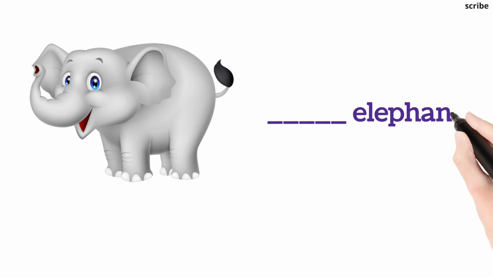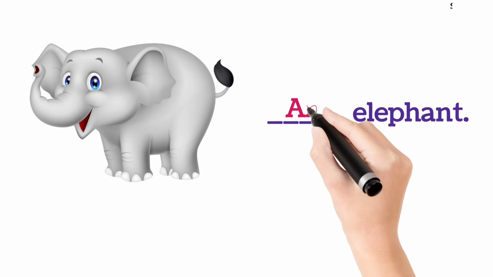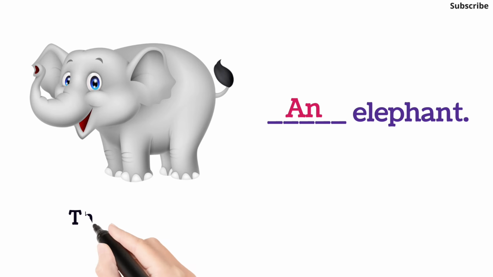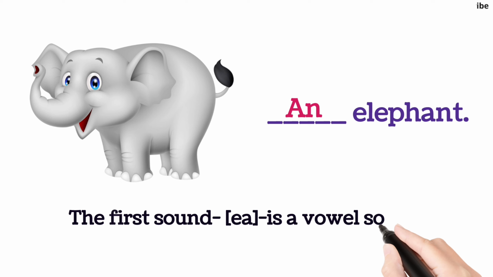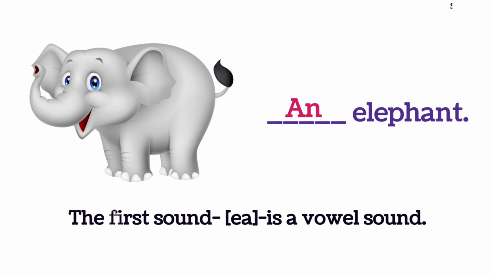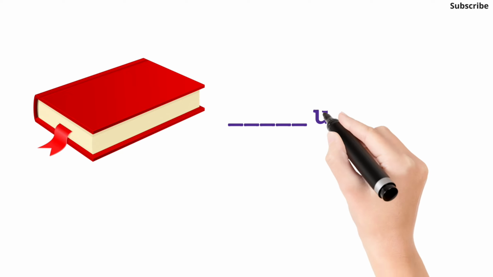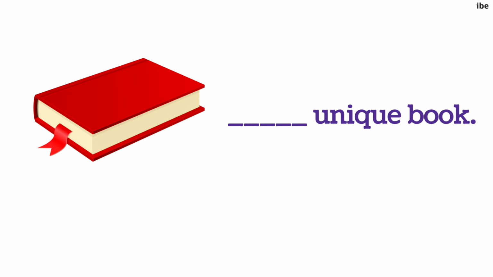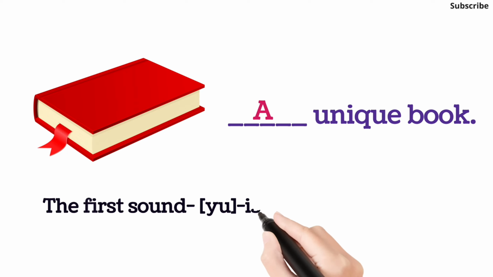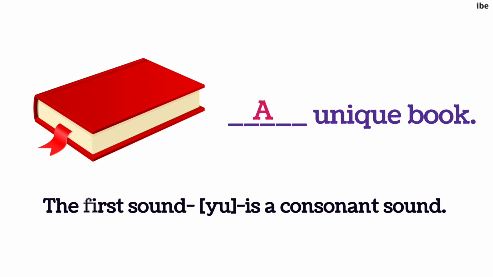Dash elephant. An elephant. The first sound of elephant is a vowel sound, so an elephant. Dash unique book. A unique book. The first sound U of unique book is a consonant sound, so a unique book.